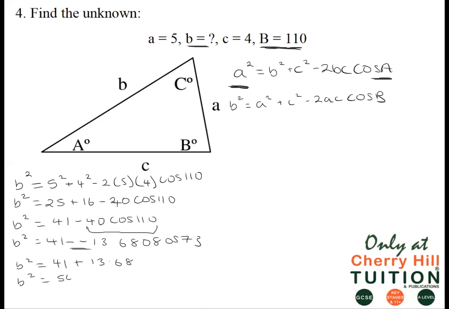54.68. And now, because we have a b squared, we need to work out what b is, so we can square root both sides. This will leave us with b is equal to the square root of 54.68. And remember, it's plus and minus, but we only take the positive value because it's a length. And the square root of this gives us 7.39. And this is your answer.